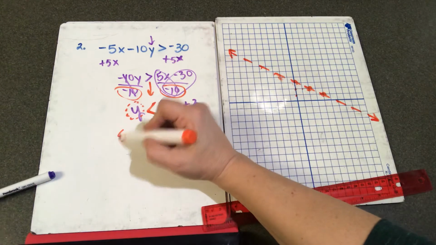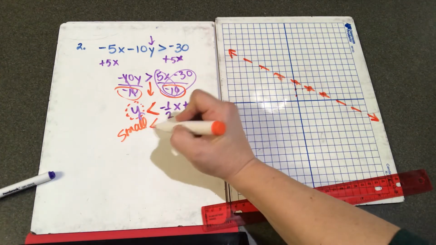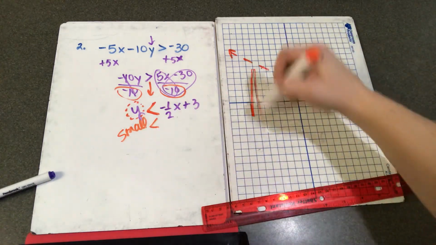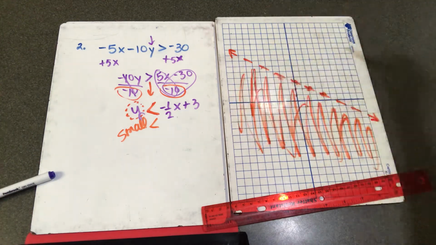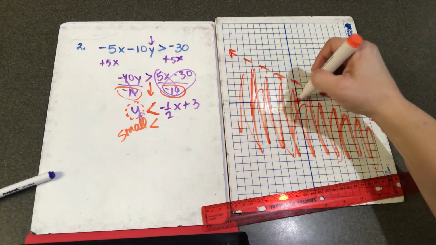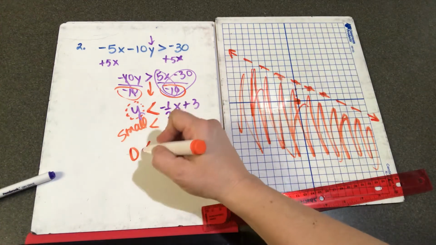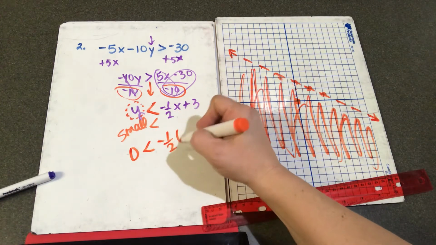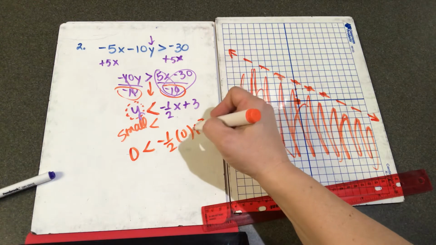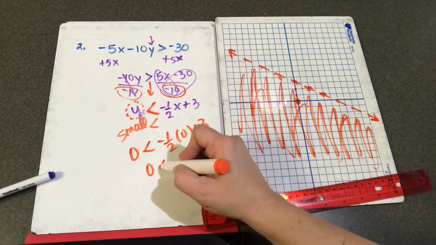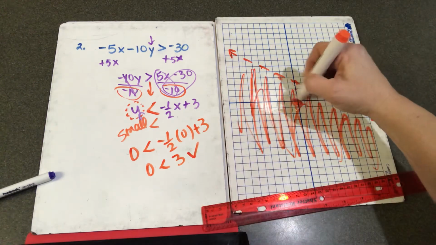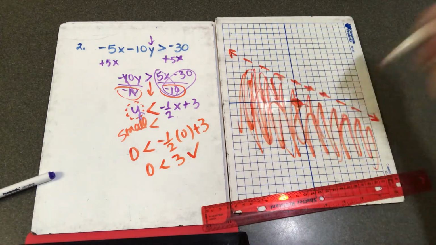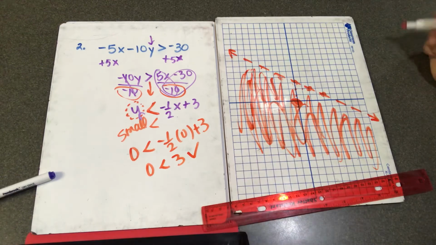So again, if y is smaller, okay, then that means that we would be shading below. Okay, and if we check this point again, that 0, 0 is super easy to check. We can put that in there and we can find out that it works. So we shaded on the right side. All right, one more.